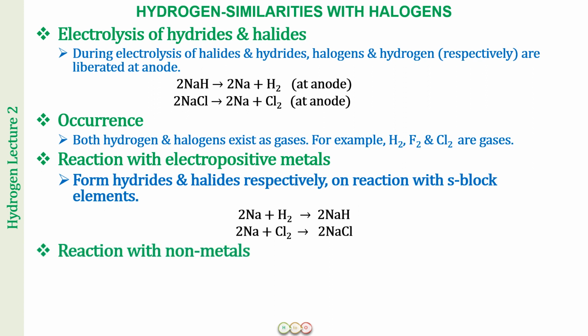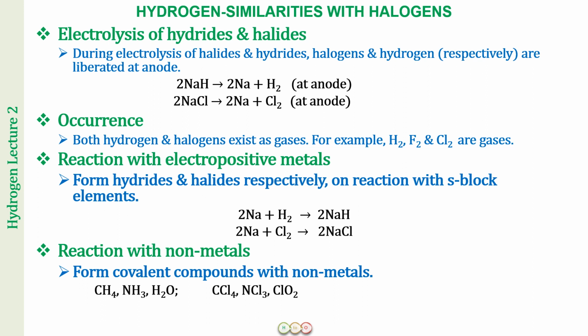Next similarity is in the reaction with the nonmetals, where we see both hydrogen and halogens form covalent compounds. For example, you can see that carbon and hydrogen form methane, CH4, and here with halogens it is CCl4, right? Next we have nitrogen plus hydrogen forming ammonia, and nitrogen and chlorine forming NCl3, similar, right? And then we have hydrogen plus oxygen forming H2O, and chlorine and oxygen forming ClO2. So all these compounds, either with hydrogen or with halogens, the non-metals, are forming covalent compounds.